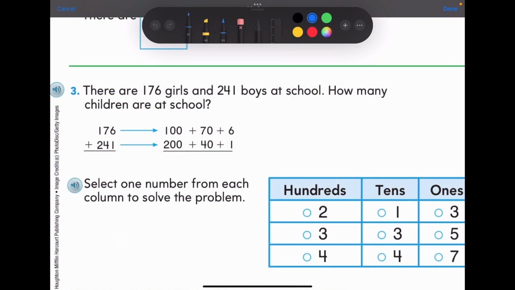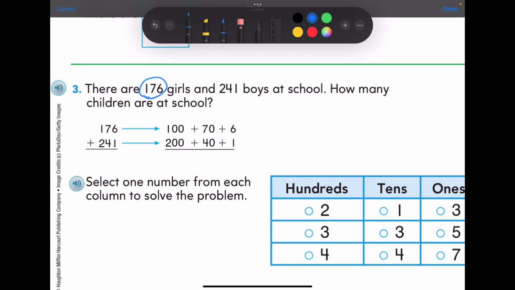Looking at question 3, there are 176 girls and 241 boys at school. How many children are at school? All right, so if we look, they gave us our numbers right to the left side, and they just broke those numbers up into their place values. 100 plus 70 plus 6, and then 200 plus 40 plus 1. So I'm going to solve that right side.